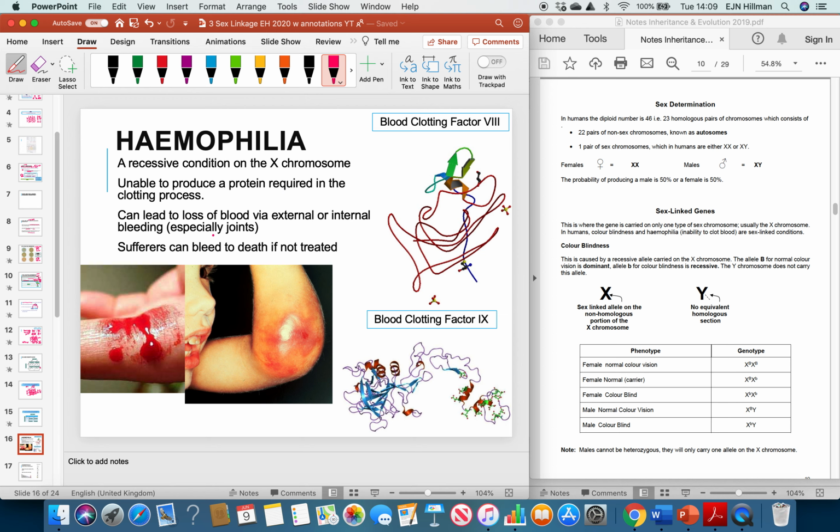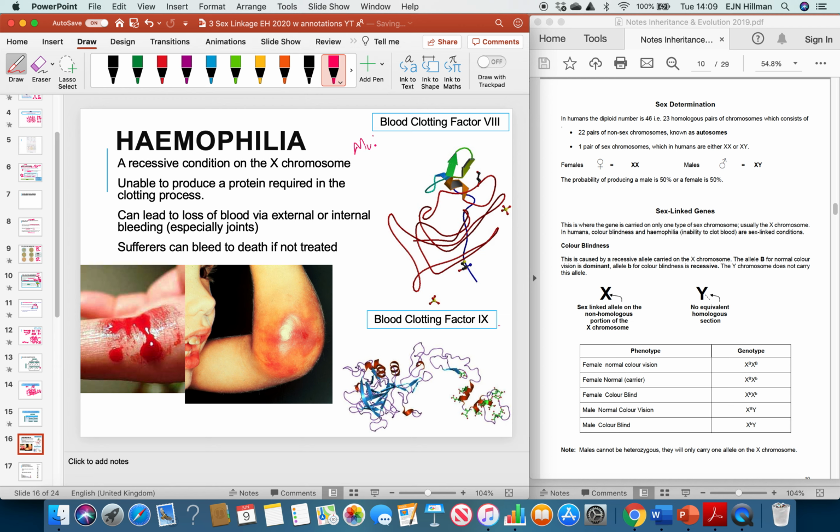Okay, another example, haemophilia. Haemophilia is a condition that leads to loss of blood via internal bleeding due to the absence of or an incorrectly folded blood clotting factor, either blood clotting factor number 8 or number 9. Both of these conditions are very rare. It's due to a mutation. The mutation in the DNA base sequence leads to a change in the mRNA base sequence.